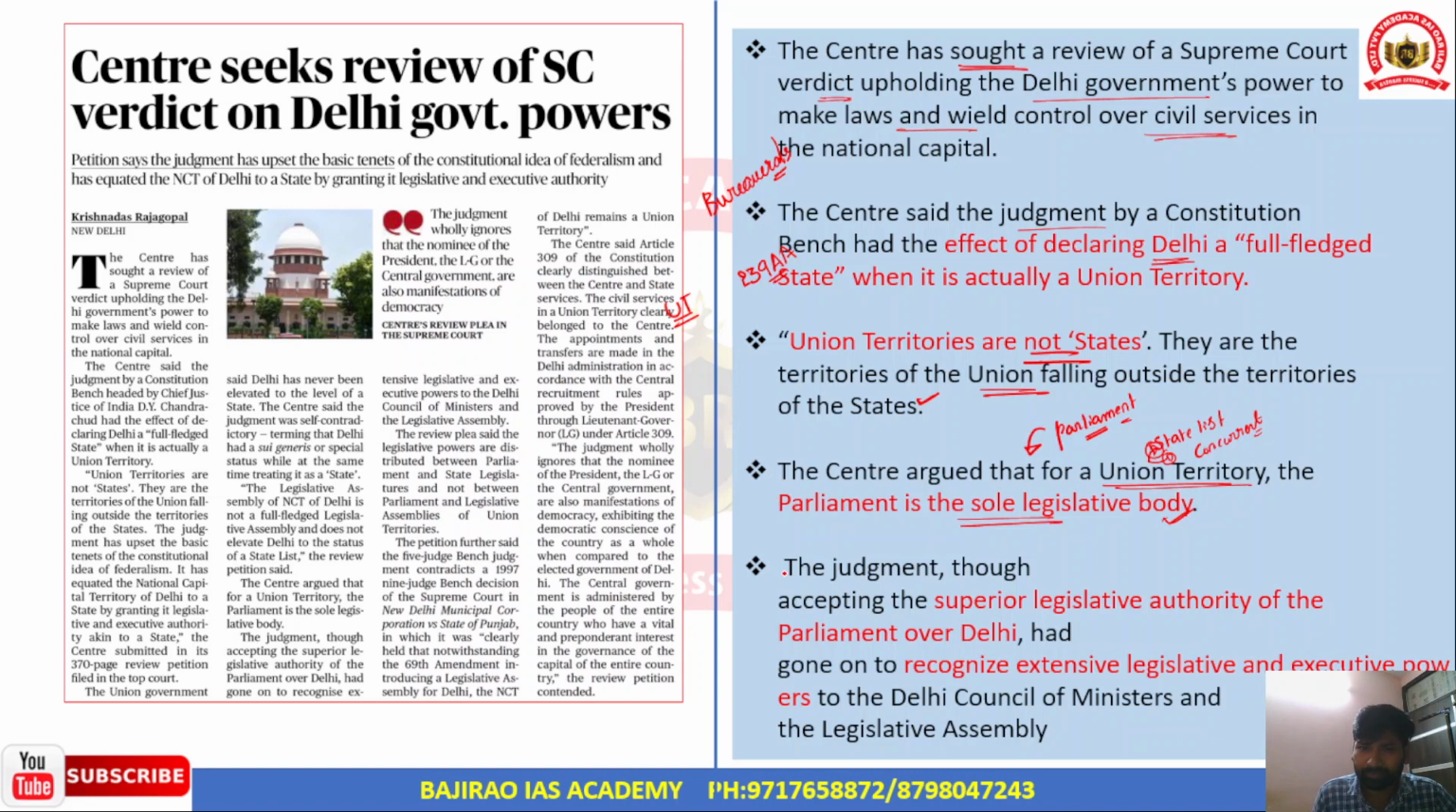The center argued that for a union territory, the Parliament is the sole legislative body. But the union territory of Delhi also has a legislative assembly, and it can also make laws with respect to the subjects mentioned in the state list and the concurrent list. However, the judgment has accepted the superior legislative position of the Parliament over Delhi, and it went on to recognize the extensive legislative and executive powers of Delhi. The executive powers were given to the Delhi Council of Ministers, and the legislative powers were given to the Legislative Assembly.